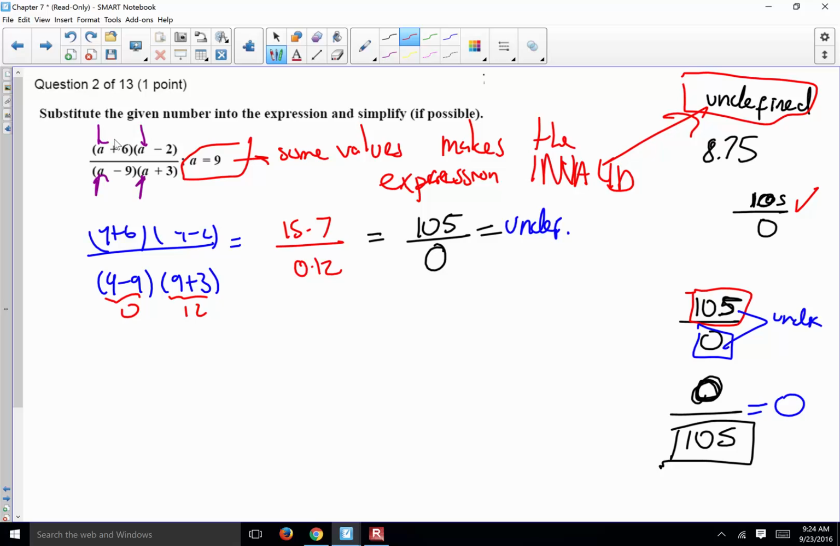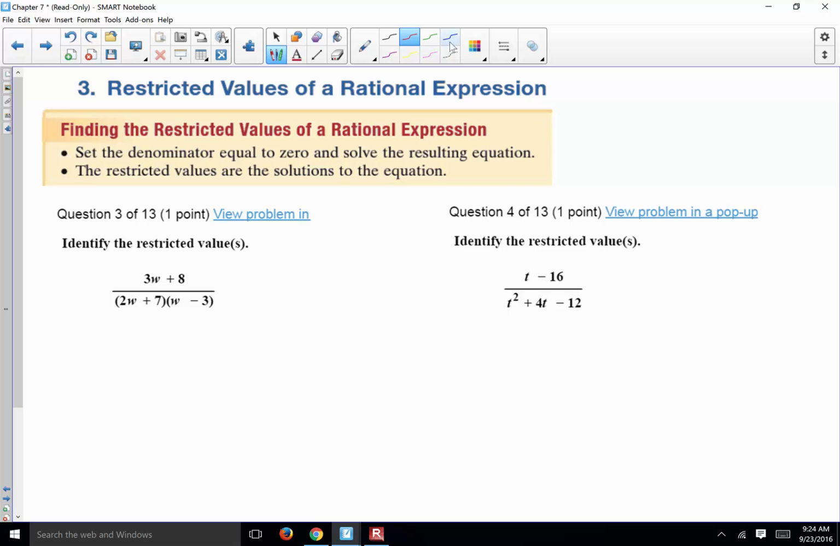Did you get this lesson? Important, because we're going to see next that some values are bad for you. It makes you sick. It makes the function sick, or the expression sick. Those values are called restricted values. In the next 2 questions, we are going to spot those values and get them out of our way. Okay, we shouldn't be picking them. Alright? So, how do we go find them?